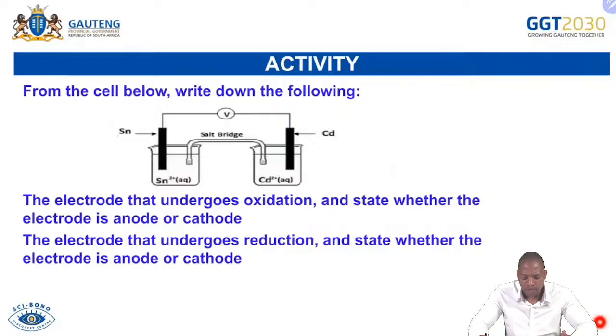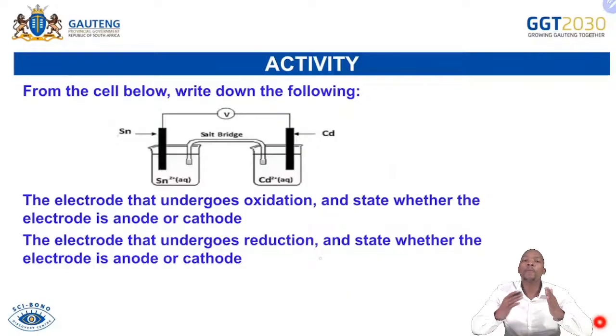From the cell above, write down the following. Right? There's a cell that you've been given. We want you to identify the electrode that undergoes oxidation and state whether it is an anode or a cathode. All right. And then the electrode that undergoes reduction and state whether it is an anode or a cathode. Very, very simple. But the issue here is the identification.